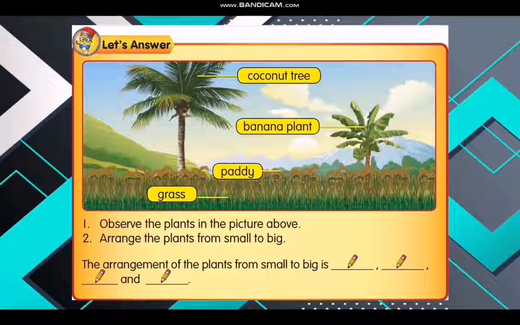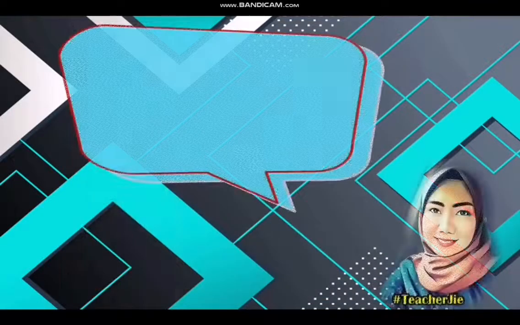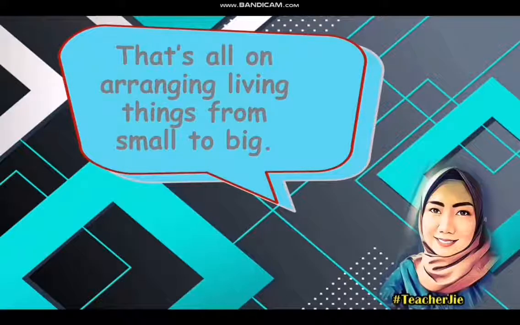Observe the plants in the picture above. You can see grass, paddy, banana plant, and coconut tree. Next, arrange the plants from small to big. Let's start from the first one. The arrangement of the plants from small to big is number 1, grass, number 2, paddy, the third one should be banana plant, and the largest one is the coconut tree. That's all on arranging living things from small to big.